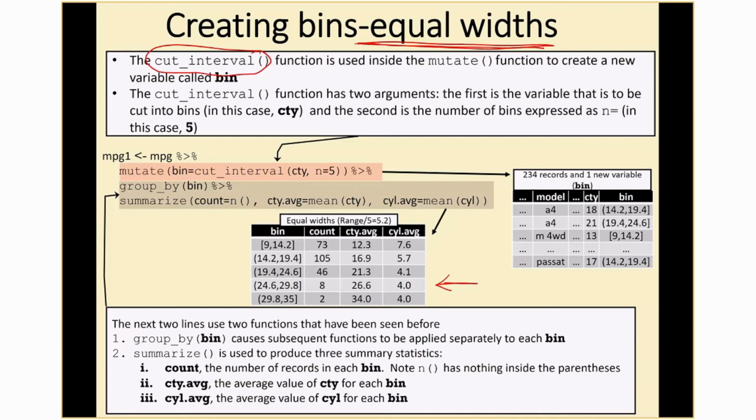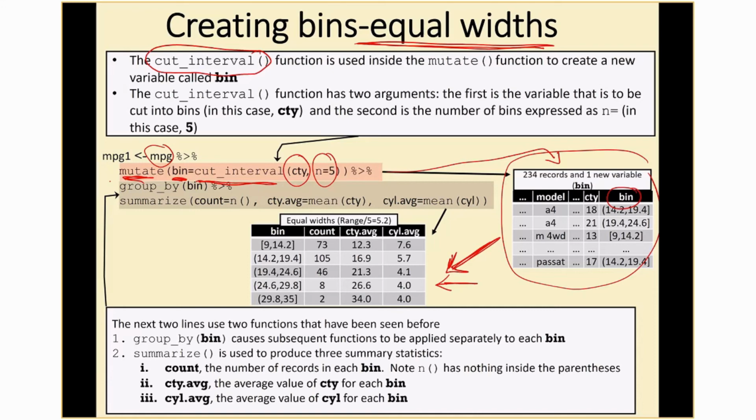So we're going to start off with MPG. We're going to use mutate to create, and the name of the new variable is bin. We're going to use the cut interval function because that'll give us bins of equal width. We have to specify 2 other bits of information: the variable, which is city, and the number of bins, which is equal to 5. So once we've completed this step, we have this data frame, 234 records, and now this new 12th variable called bin.